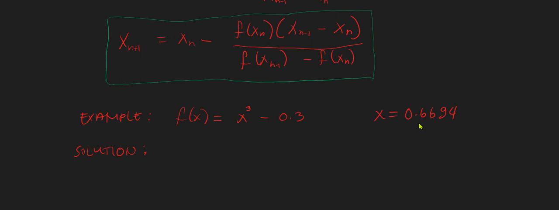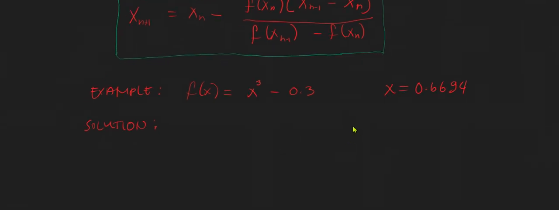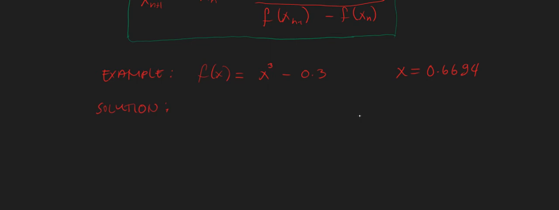But we know the value that's around 0.6694. So we can choose 0 and 1 or 1 and... so let's try 1 and 2. So 1 and 2 does not bracket the solution. We know the solution is 0.6694. So we can use 1 and 2. Let's try what will happen if we use our initial guesses to be equal to 1 and 2. So here, the first step, x0 will be equal to 1 and x1 will be equal to 2.